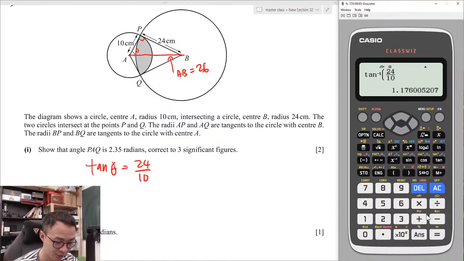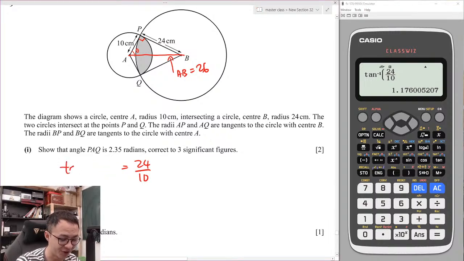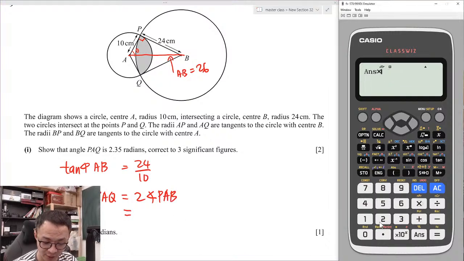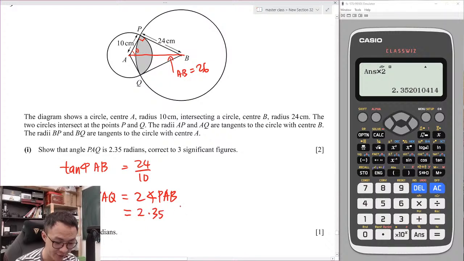You label the angle. I think labeling the angle looks a bit more professional. Angle PAB equals to this. Then angle PAQ equals double the angle PAB, so times 2, equals 2.35.